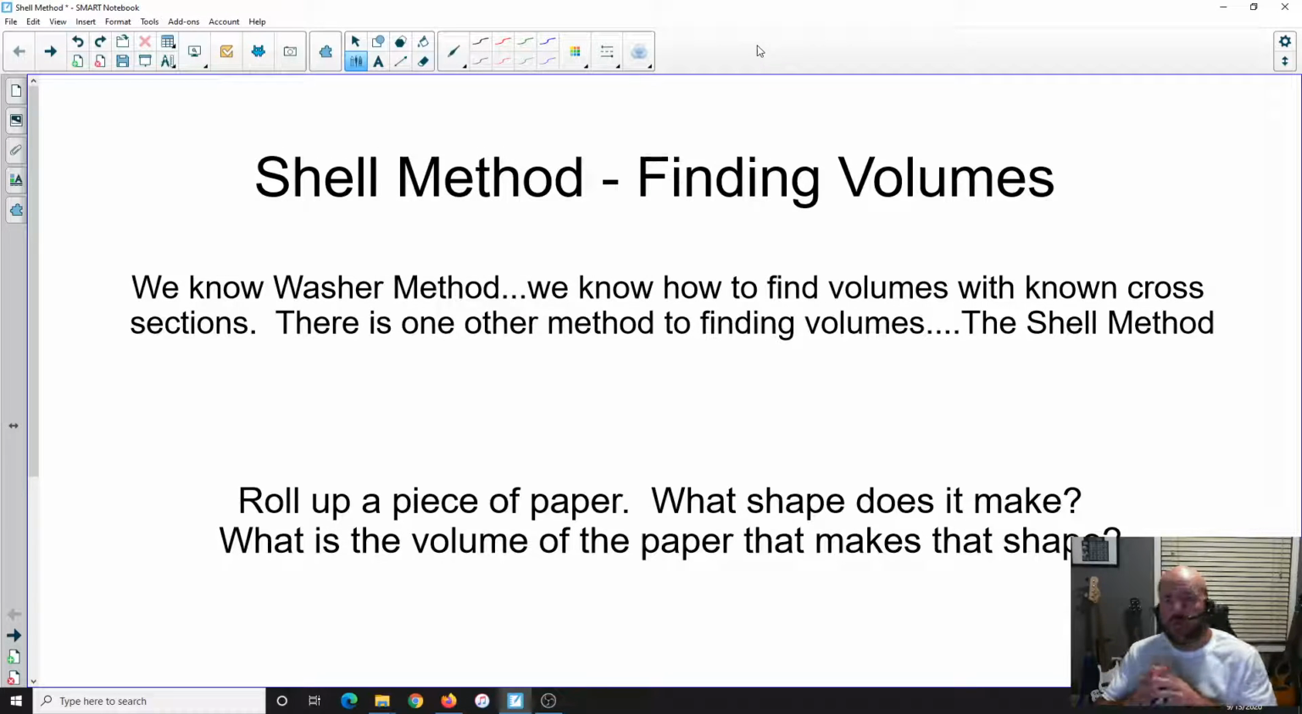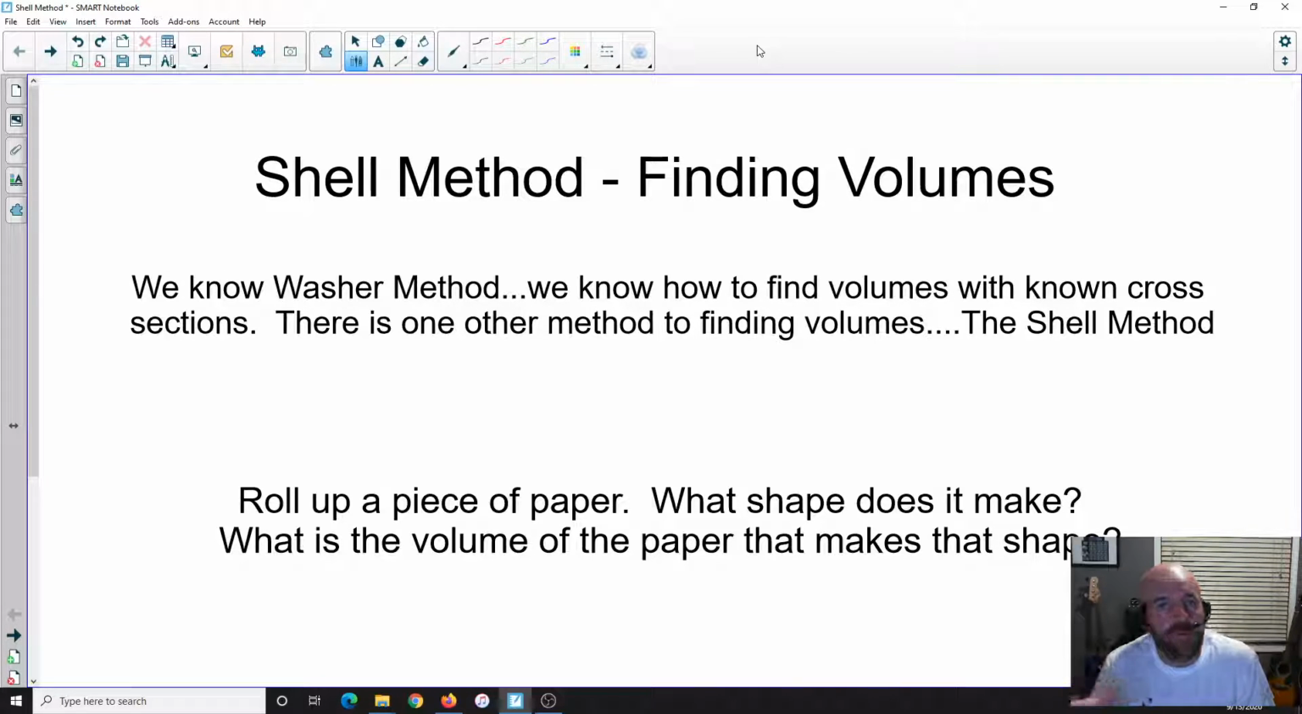All right, so we're going to be looking at shell method. This is another method to finding volumes of shapes being rotated around some axes. So whether it's the x-axis, the y-axis, or some other horizontal or vertical line.